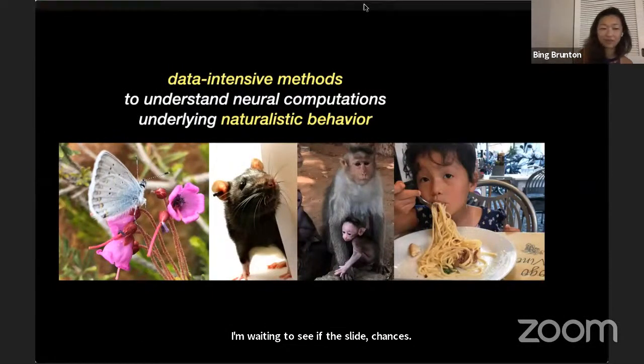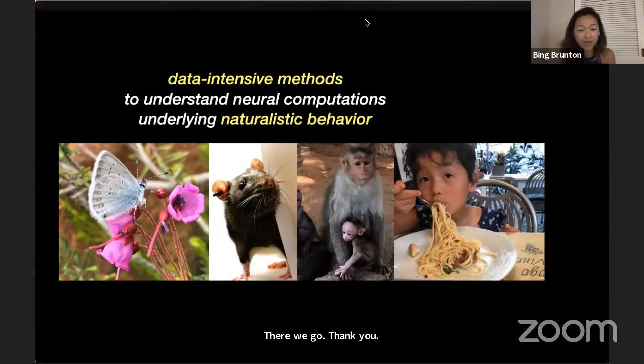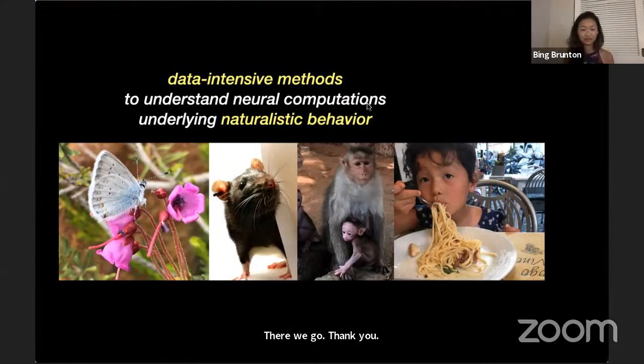So I wanted to just say one word about what my lab is focused on. Things that we're really excited about are data-intensive methods to understand neurocomputations, especially those underlying naturalistic behavior. A lot of students and postdocs in my lab are focused on different model organisms and their natural behavior, and we have projects ranging from insects to rodents, non-human primates to humans.